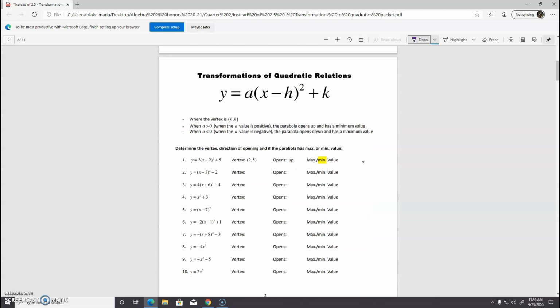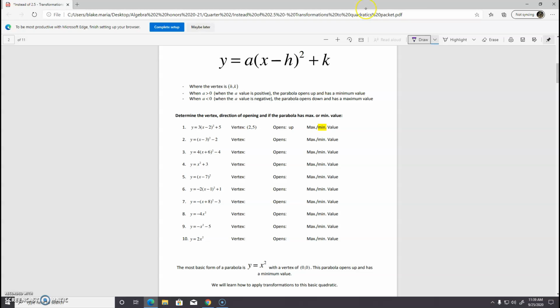In this first page, this should be review. Remember, h, k is your vertex. So here they gave you an example, +2, +5. There's my vertex. A was positive, so it opened up. And if it opens up, remember your vertex is a minimum. So that's all you're doing here.